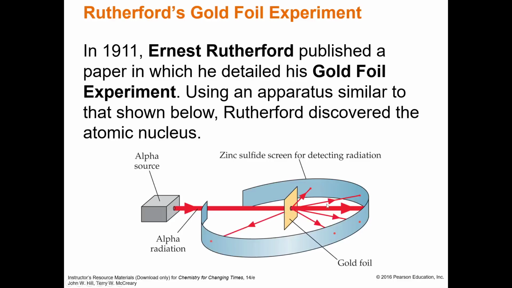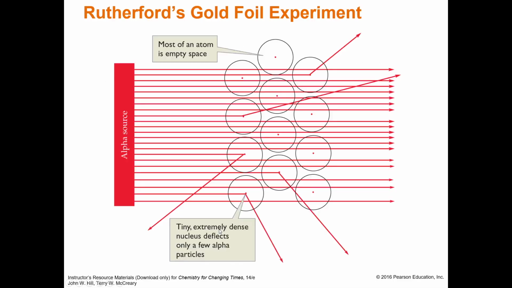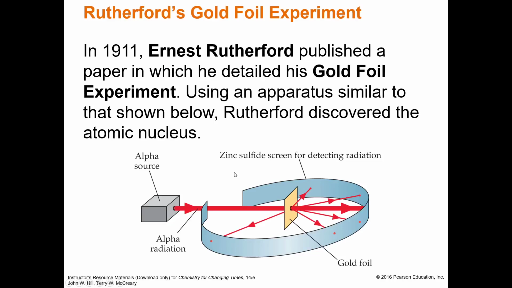So the vast majority of them just went straight through, nothing happened. They just hit the other side as if the gold foil wasn't there. The next largest population was just deflected a little bit. And the smallest population of them bounced backwards, as if they'd hit something. And so, what would be a valid explanation for this?